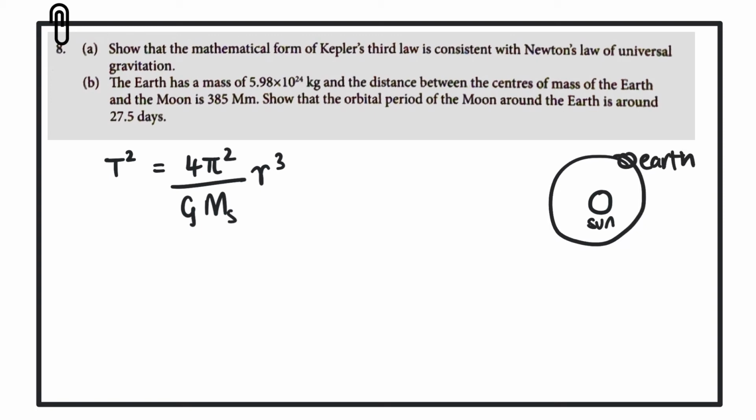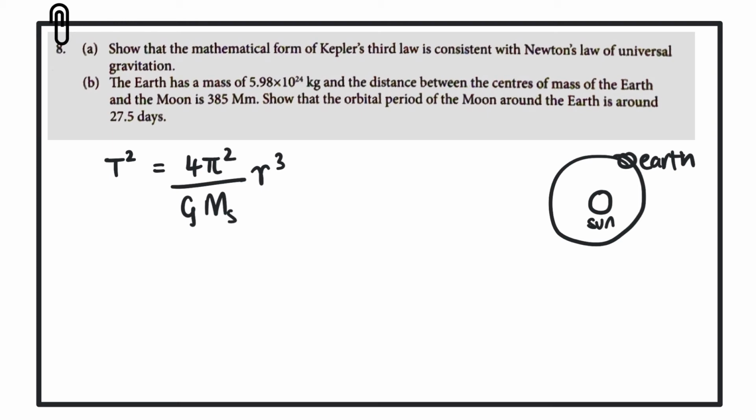Now in this question part B, we have the earth has a mass of 5.98 by 10 to the 24 kilograms, and the distance between the centres of mass of the earth and the moon is 385 megameters. Show that the orbital period of the moon around the earth is around 27.5 days. So we're not talking about the earth going around the sun. Here we're talking about the moon going around the earth.